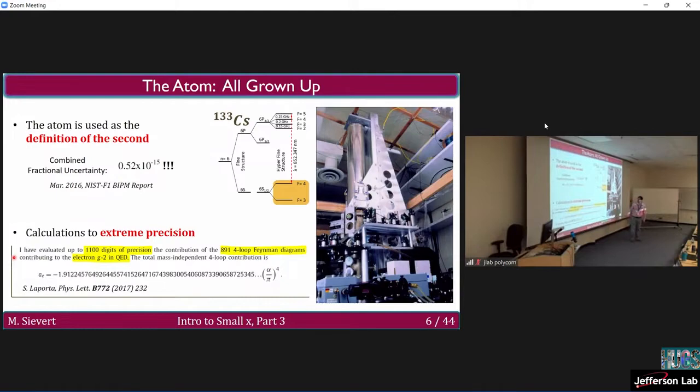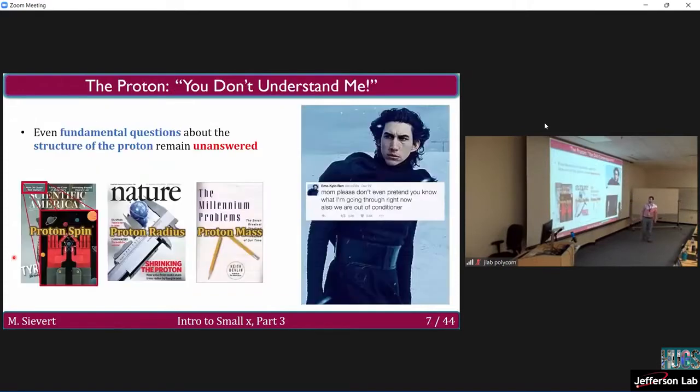Our understanding of QED is so precise, we literally use it as the definition of time itself. We understand the hyperfine splitting of cesium so well that it is now the most accurate definition of the second, according to the National Institute of Standards and Technology. In contrast, we understand QED so well that the theory has reached maturity, but the proton is still a moody teenager saying you will never understand it.